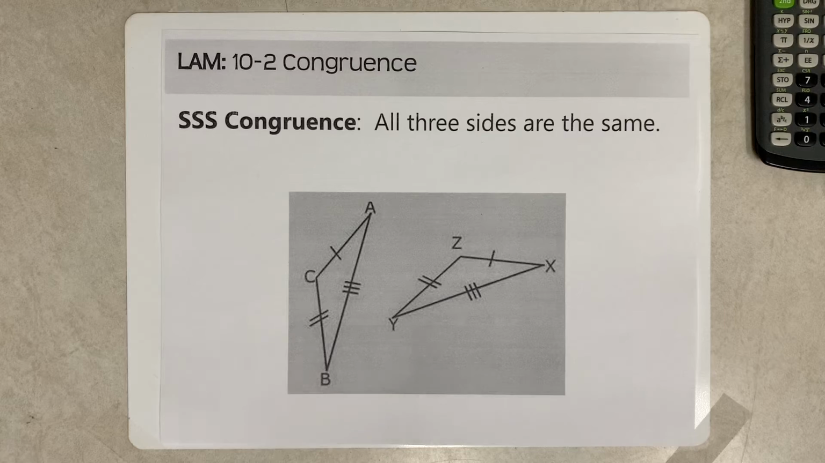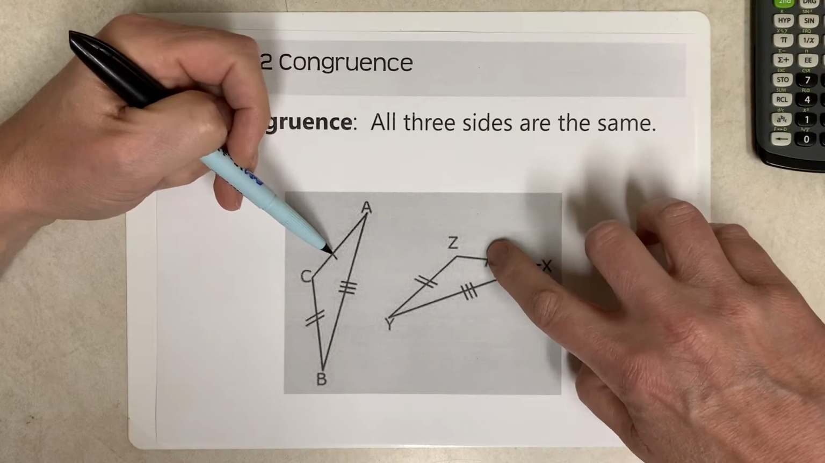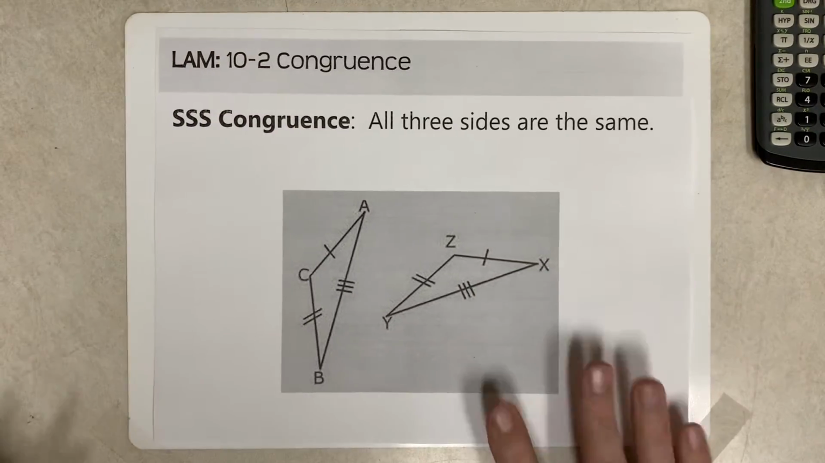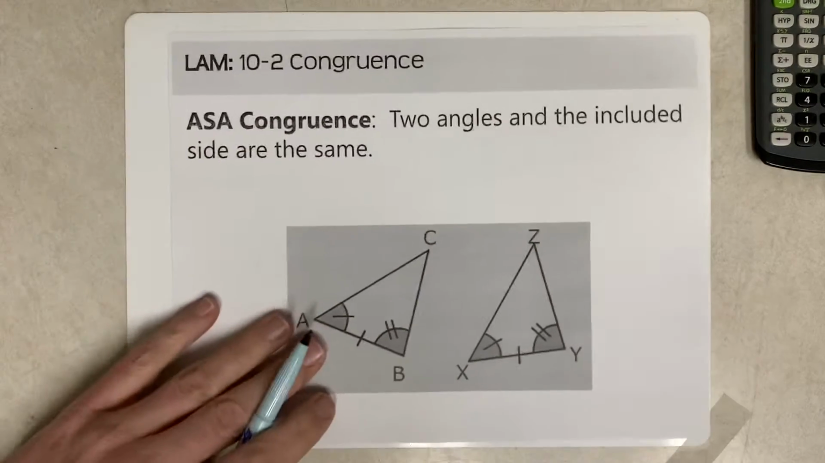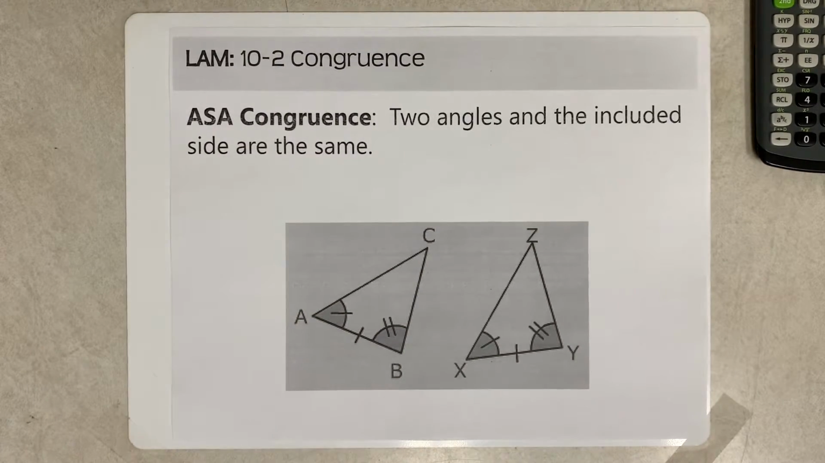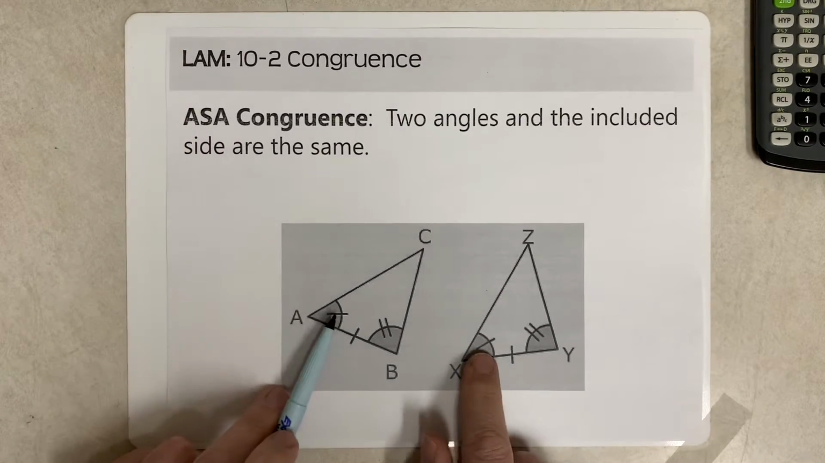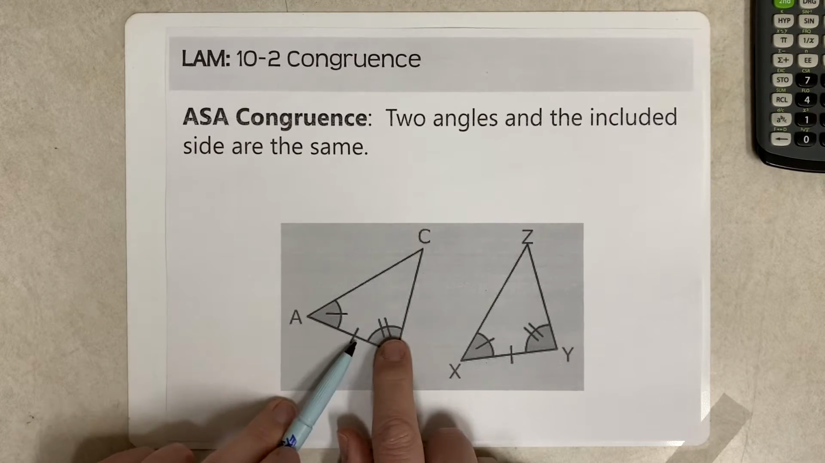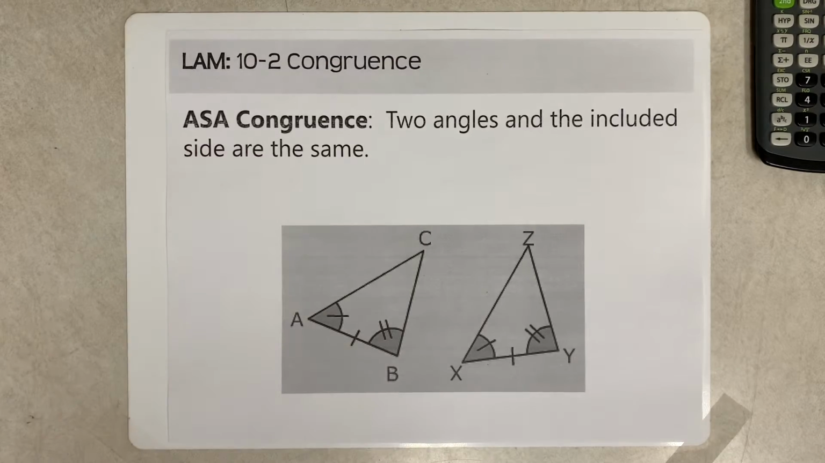The next one we have is SSS congruence, and that stands for side, side, side. So if all three sides match up in some way, then the two triangles are considered to be congruent. And then the angles will match up also. And then we have ASA congruence. ASA is angle, side, angle. So basically you have two angles and the included side from both triangles matching up.